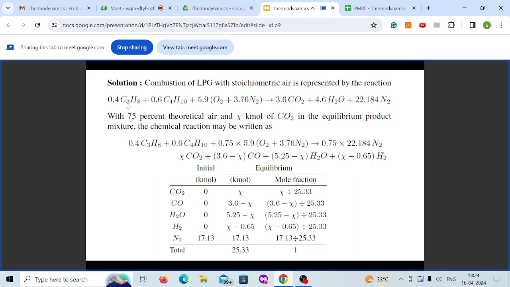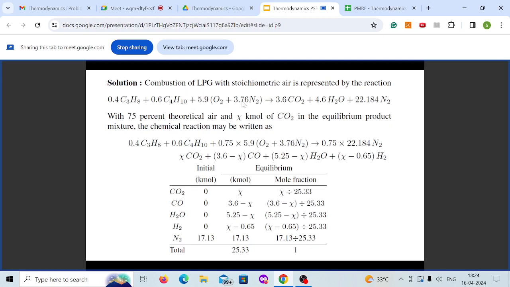Now if you balance carbon, you take 3 times 0.4 plus 0.6 times 4, which gives 3.6 moles of carbon dioxide. Similarly, a hydrogen balance gives 4.6 moles of H2O. Then from the oxygen balance, 5.9 moles of oxygen is required.